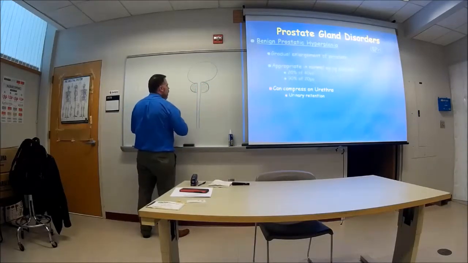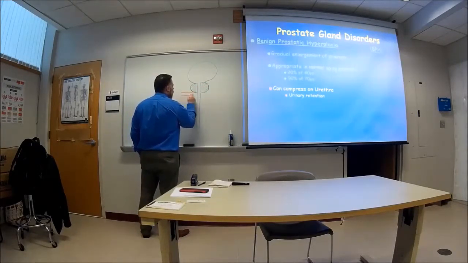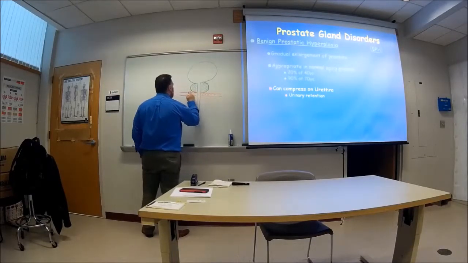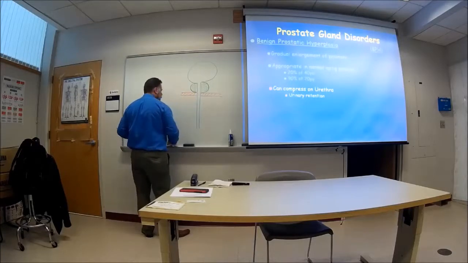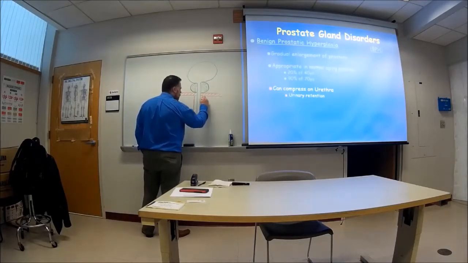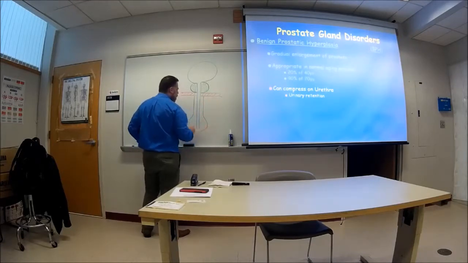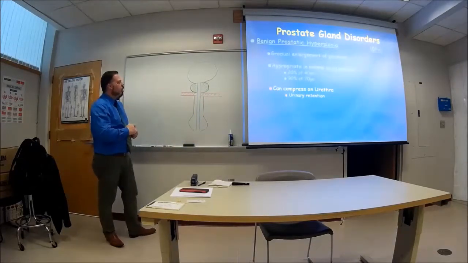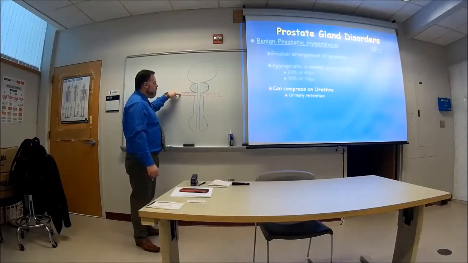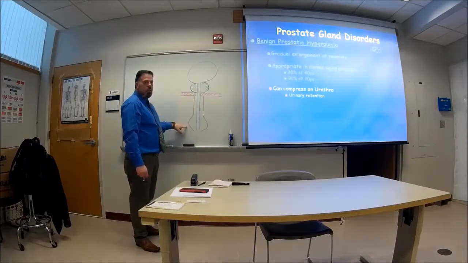We're going to have a thin piece of muscle over here. And then you're going to have the penis itself. Okay? So urinary bladder, the prostate gland, a muscular layer, and then the penis itself.